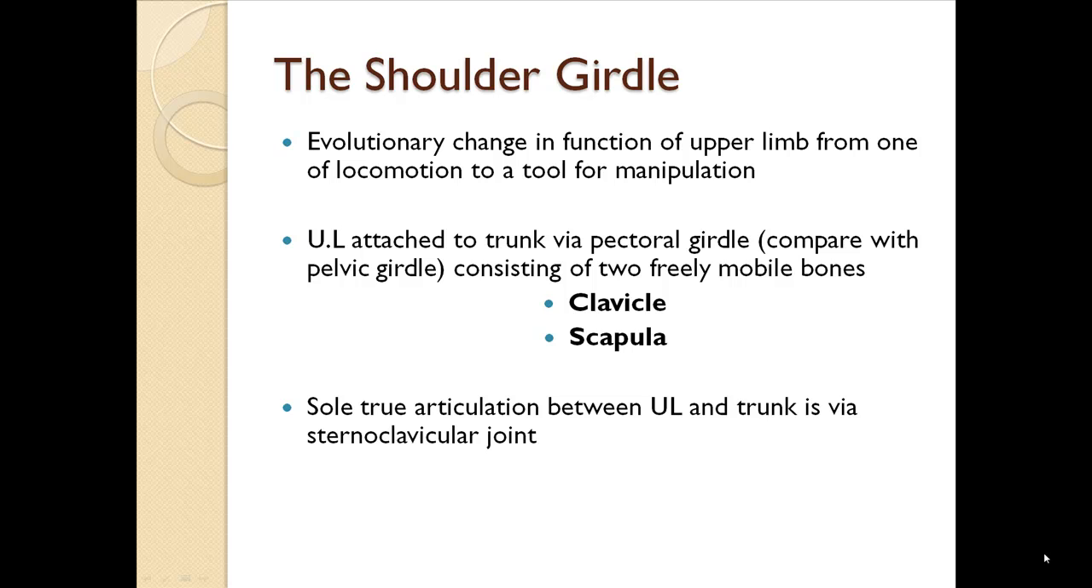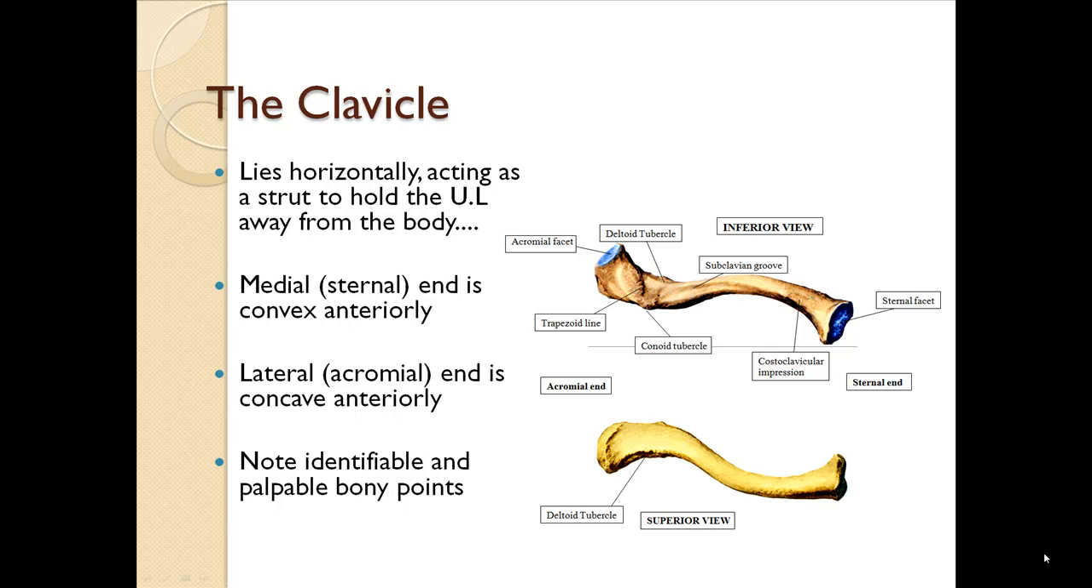Now, the only true articulation between the upper limb and the trunk is via the sternoclavicular joint. So on the medial end of the clavicle, we have a facet that articulates with the sternum, and this forms the sternoclavicular joint. When we look at the clavicle, as mentioned earlier, it is a strut that holds the upper limb away from the body. It lies horizontally, passing from the sternum anteriorly across almost to the tip of the shoulder.